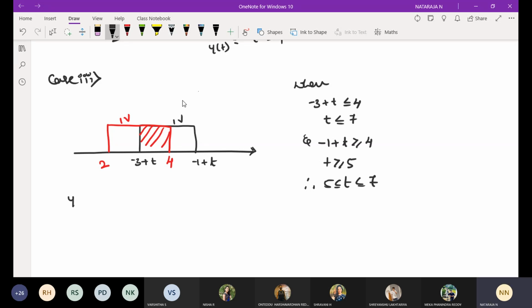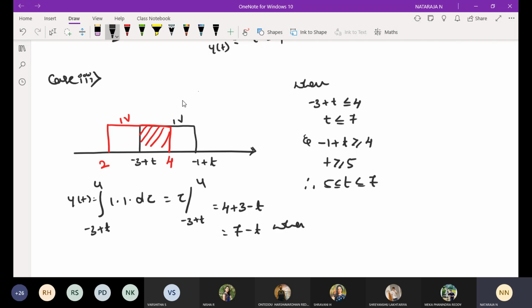Now I will take y of t is equal to the integral with limits from minus 3 plus t to 4, 1 into 1 into d tau. Okay, that is equal to tau from minus 3 plus t to 4. Apply limits, upper limit minus lower limit. You will get 4 plus 3 minus t. You will get y of t will be 7 minus t when 5 is less than t less than 7.